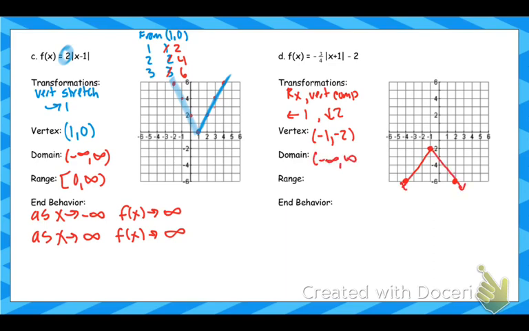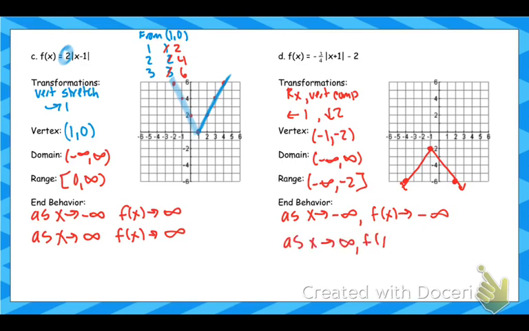Domain has not changed. Range is bottom to top with a bracket. As x approaches negative infinity, this time f of x is approaching negative infinity. And as x approaches positive infinity, f of x is approaching negative infinity as well.